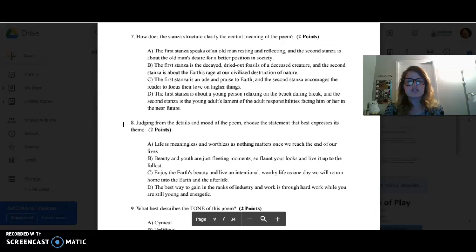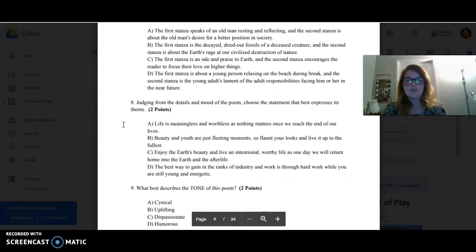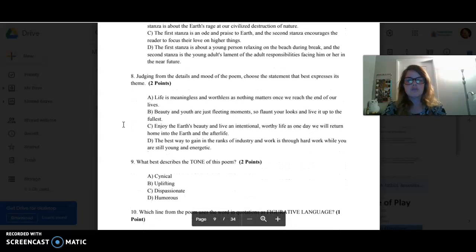C, the first stanza is an ode and praise to earth, and the second stanza encourages the readers to focus their love on higher things. Or D, the first stanza is about a young person relaxing on the beach during break, and the second stanza is about the young adult's lament of the adult responsibilities facing him or her in the near future. That one looks like you just have to make sure you can summarize effectively.